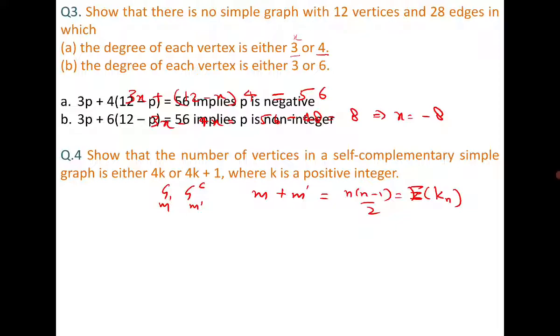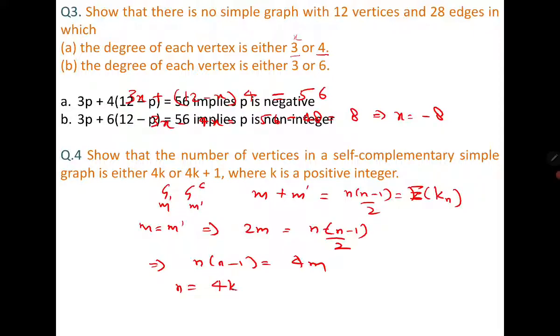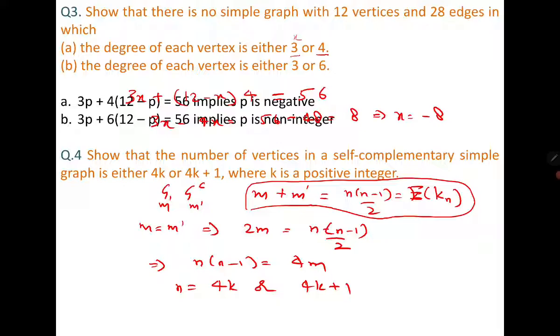in G complement. And that's why if you add these edges, now if the graph is self-complementary, then m is equal to m dash, which means that 2m is equal to n(n minus 1)/2, or you can say that n(n minus 1) is 4m, which means that either n is equal to 4k or 4k plus 1. This is what we need to prove. So the most important part is this result which we have used for complementary graphs.